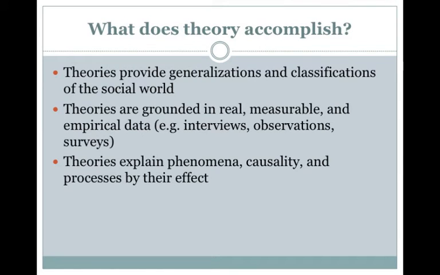Theory accomplishes three things. First, it provides a generalization and classifications of the social world. In that exercise you just did, how do we explain the excuses that people make? What generalizations can we make about it? With social research, we're always starting with the data first. We collect the information, collect what's out there first, and then come up with the theory so that we can provide accurate generalization.